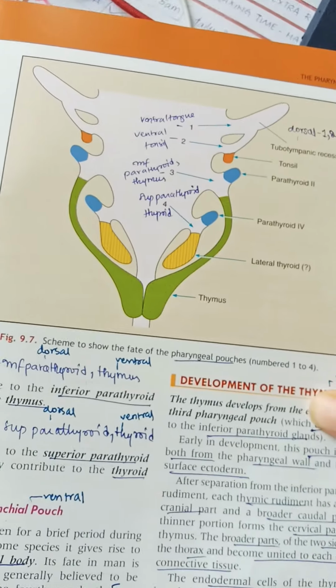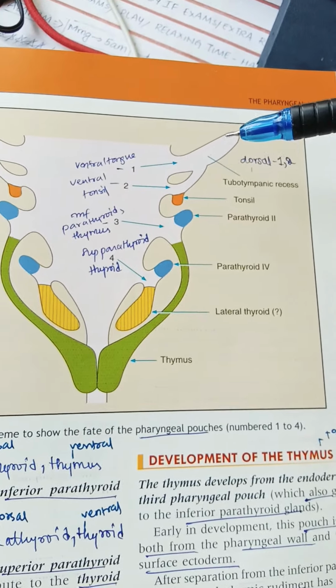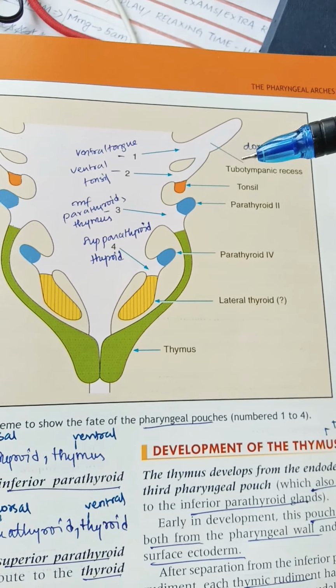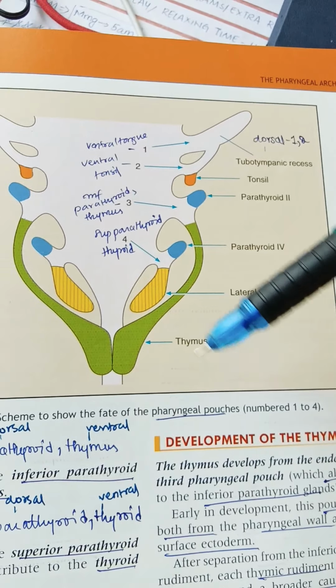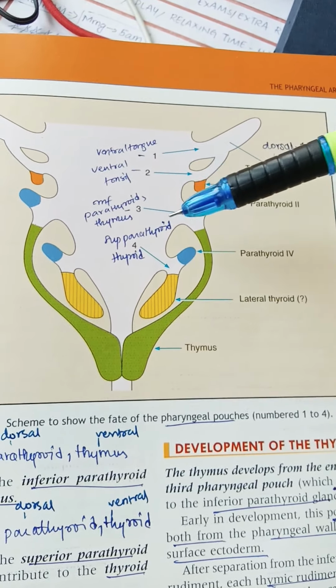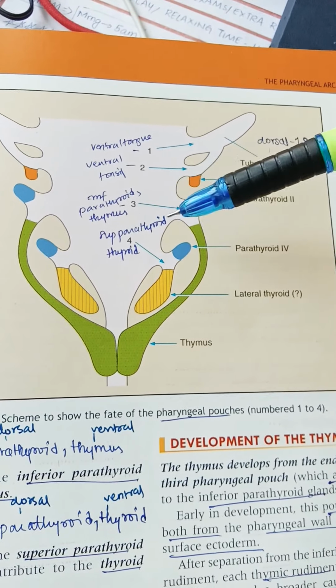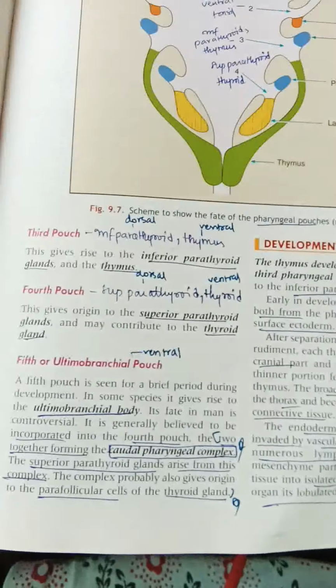So let us check out the diagram over here about pharyngeal pouches. So dorsal 1, tubotympanic recess, tonsil, parathyroid 2, 4, and lateral thyroid, thymus. So here you can check out the ventral tongue, ventral tonsil, inferior parathyroid and thymus, superior parathyroid and thyroid. So this is how you can check out the structures over there.